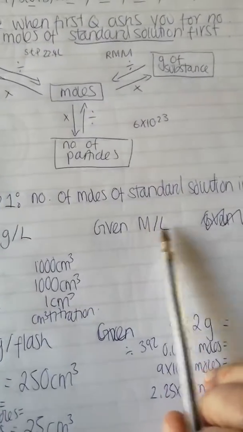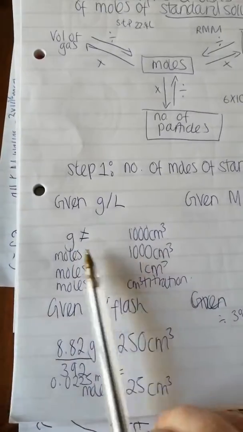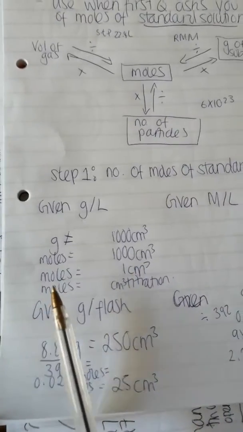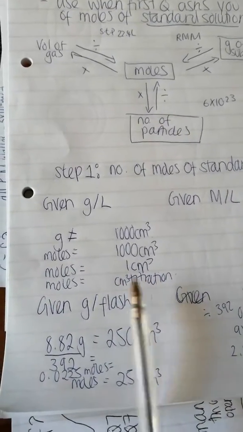If I was given the moles per litre, I just have to start from this step here. Moles per litre to moles per centimetre cubed to moles per centimetre cubed used in the titration.